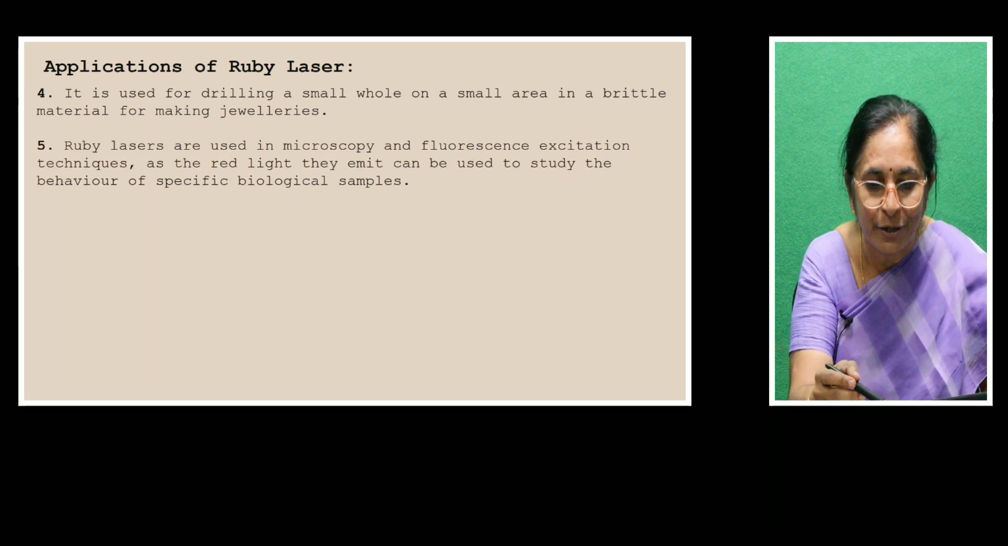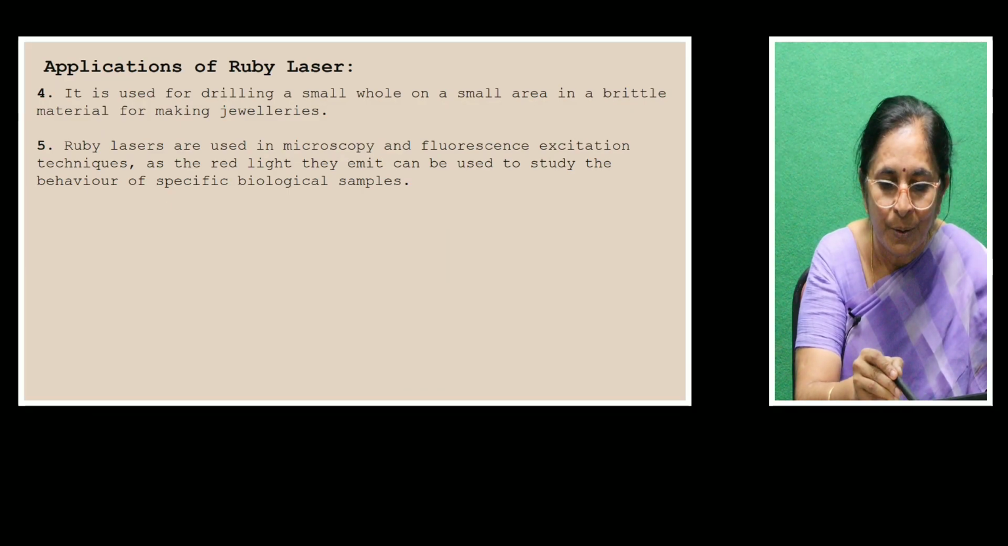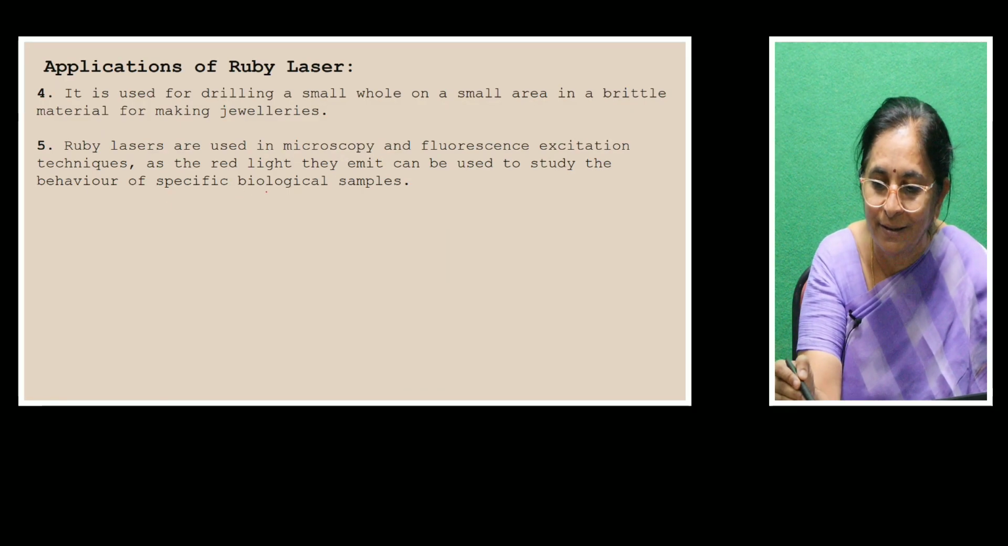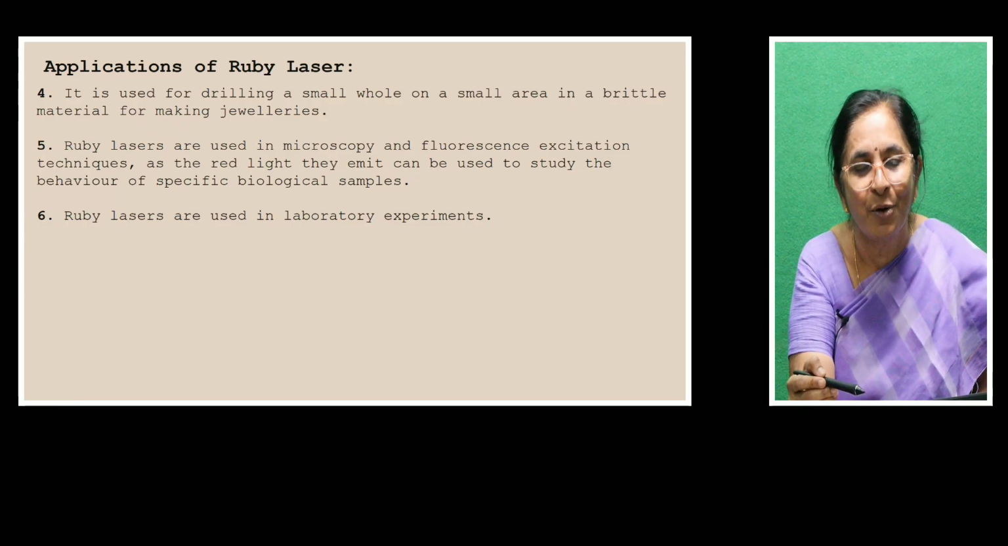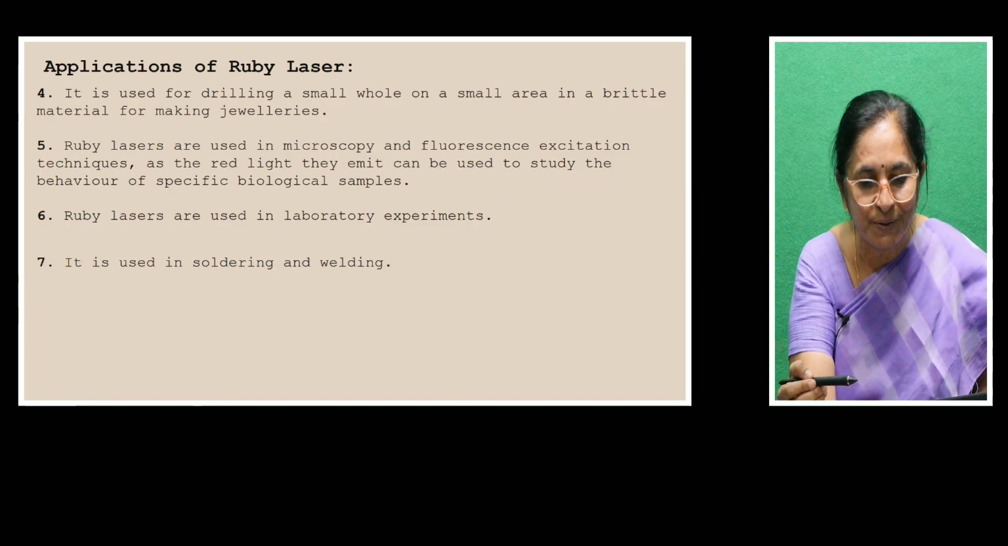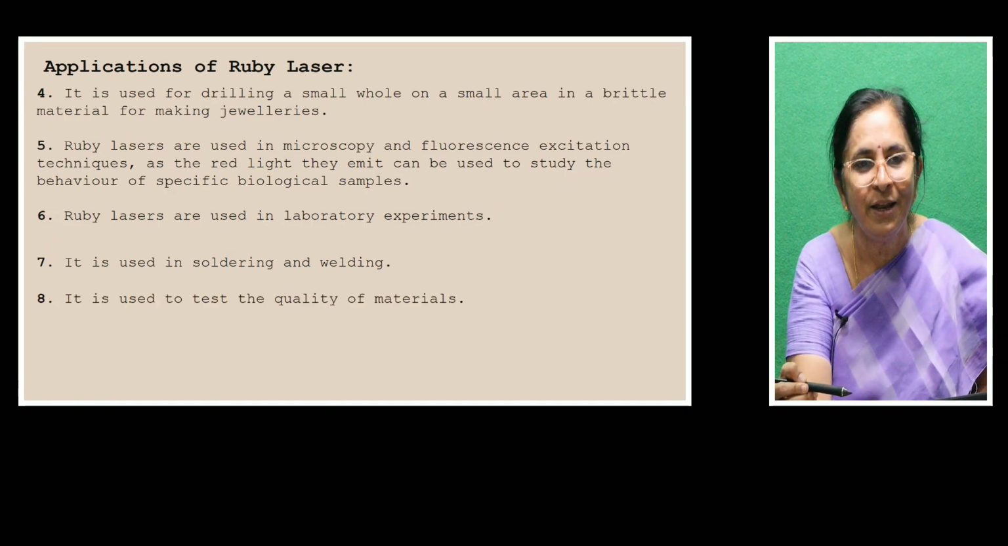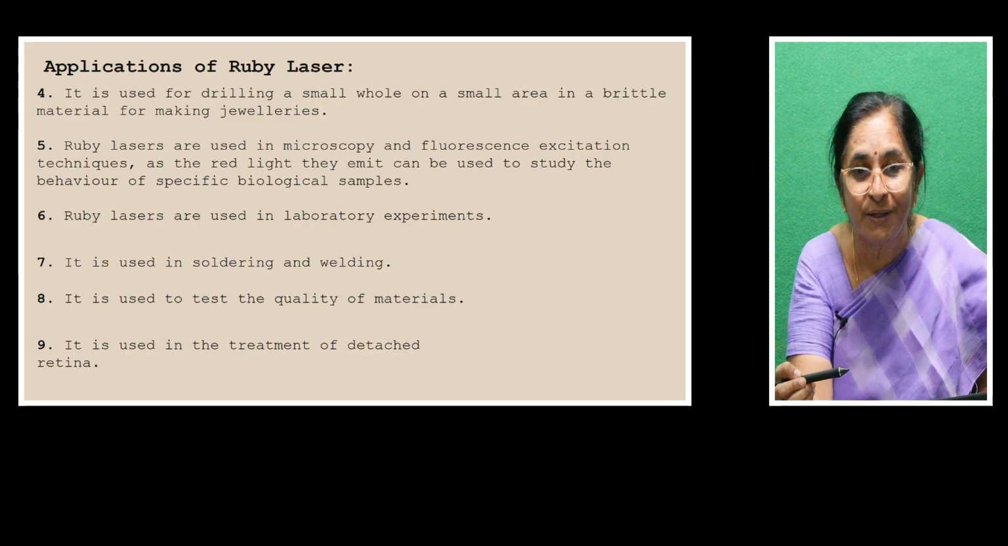And in microscopy, this laser light helps us to study and analyze tissues, their behavior and nature. Biological samples can be studied well. Ruby lasers are used in laboratory experiments. It is used in soldering and welding. It is used to test the quality of materials. It is also used in the treatment of detached retina and so many other applications.